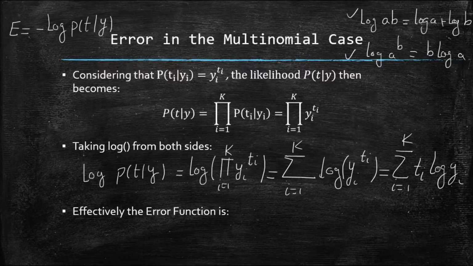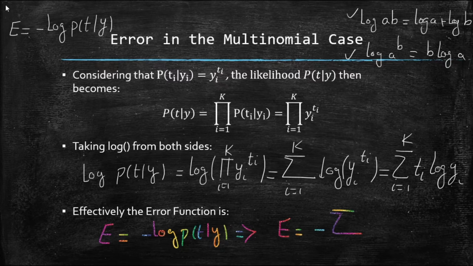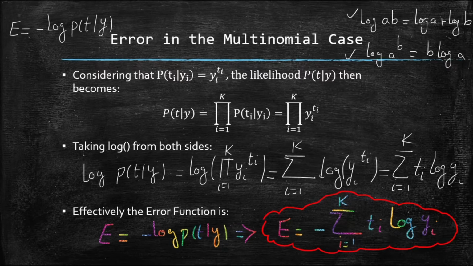So basically, let me make it more colorful because this is what we've been waiting for. The error equals minus the log of likelihood, and that is: error equals minus the sum of t sub i multiplied by the log of the outputs of the network, y sub i, for i going from 1 to k. And this, my friends, is the error function that you can use for a multi-class classification problem.